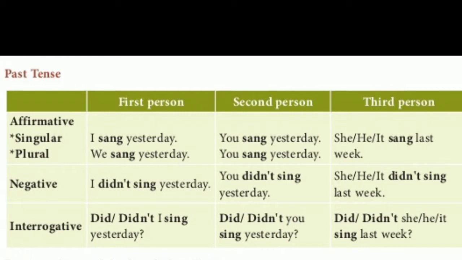Negative form we see, I didn't sing yesterday. You didn't sing yesterday. She or he or it didn't sing last week. Interrogative means did or didn't I sing yesterday? Did or didn't you sing yesterday? Did or didn't he, she, it sing last week?